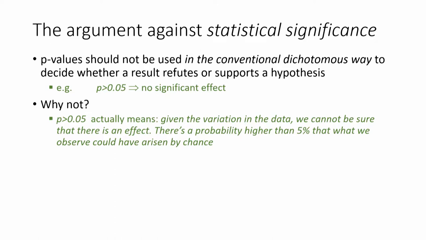Well, what they're saying mainly is it's about how we think about and communicate about our results. Simply saying no significant effect shifts the way we think about something. And it's actually a shorthand for really quite a complex idea. What does this actually mean when we see a p-value bigger than 5%? It means there's variation in the data, so we can't be sure that we've got an effect. And then that there's a probability that's higher than 5%, we actually don't know what it is, but it's higher than 5% that the thing that we've observed could have arisen by chance.